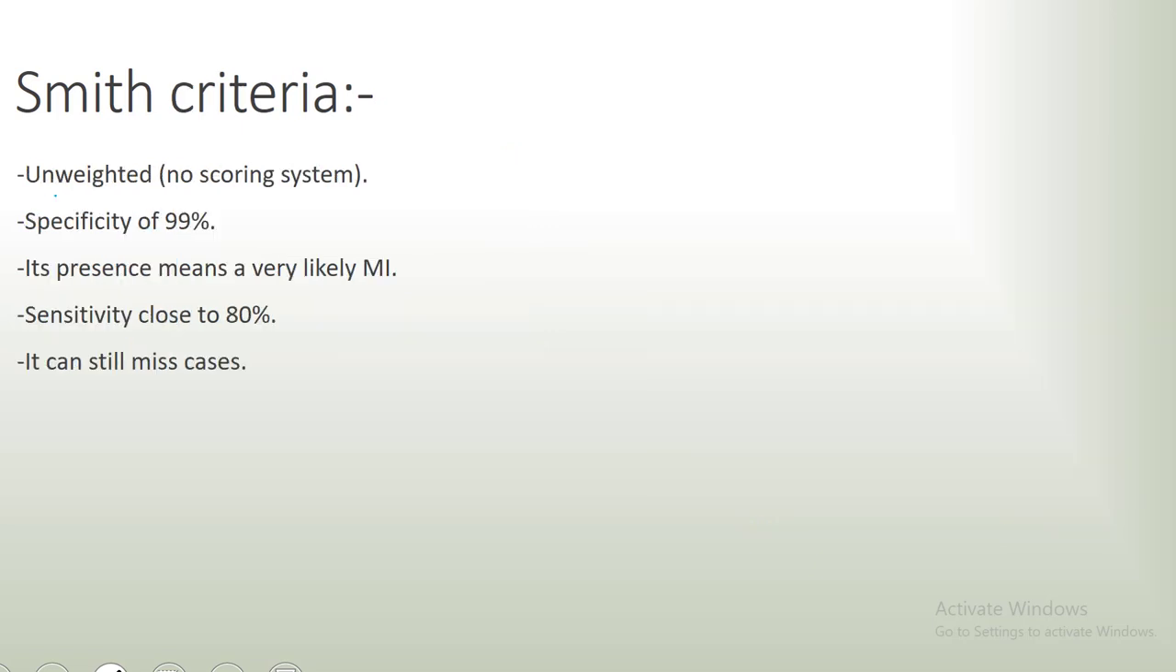Again, these criteria are unweighted, so there is no scoring system. The specificity is about 99%, so that's very specific, and the presence means that it's very likely to be MI. Now, because of the change in the third criterion, the sensitivity is actually increased, and it's close to 80%. However, it can still miss cases. The sensitivity is pretty good, however, it's not close to 100.